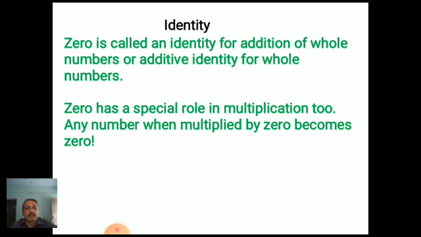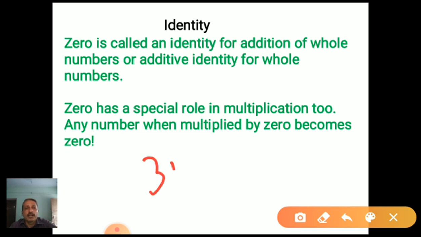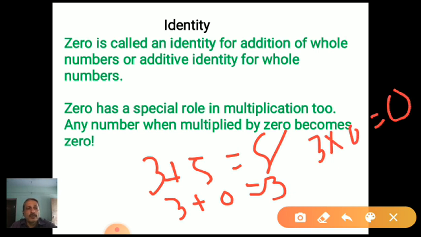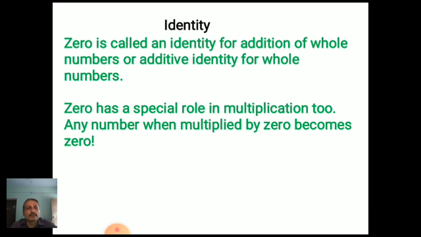See, 3 plus 5 is equal to 8. Good, you find a new number. But if I add 3 plus 0, I will get the same number. Or you can say 3 into 0, multiplied, the answer is 0. Multiplying 0 with any number always gives 0.